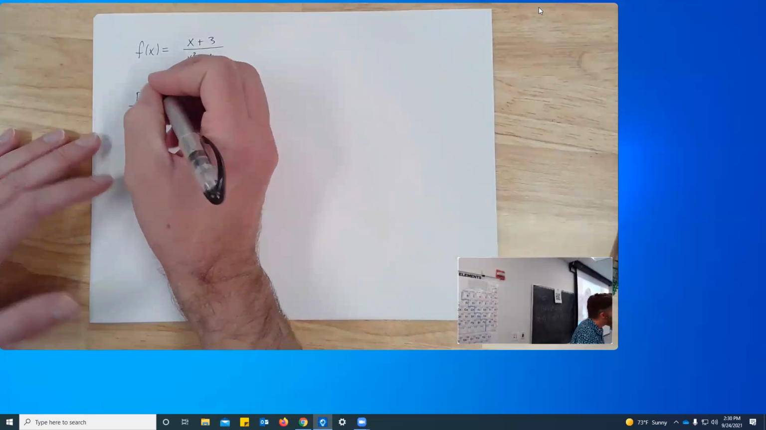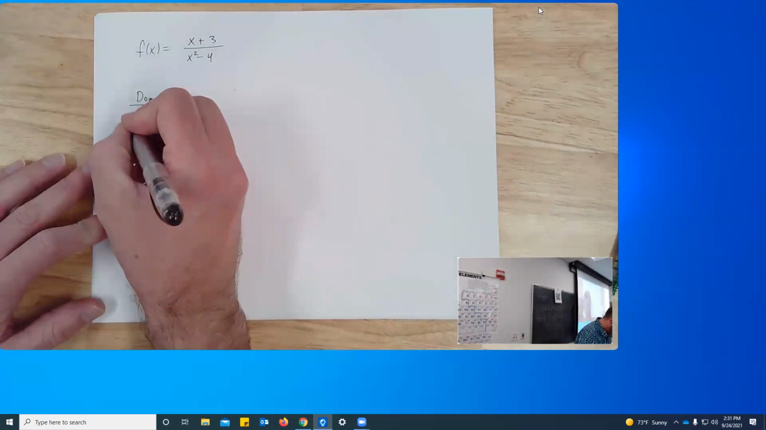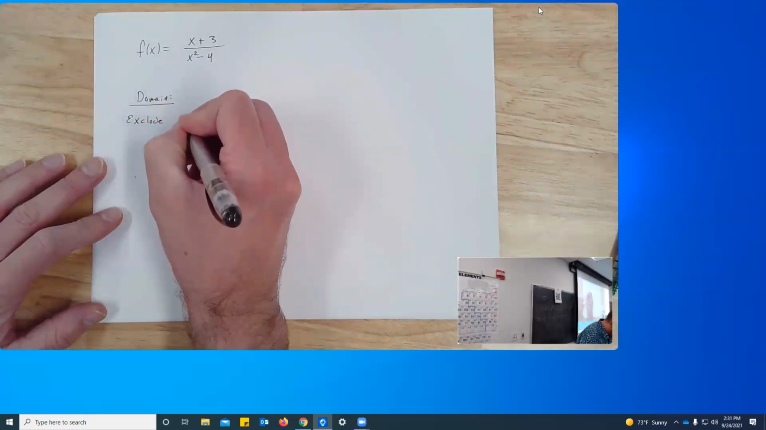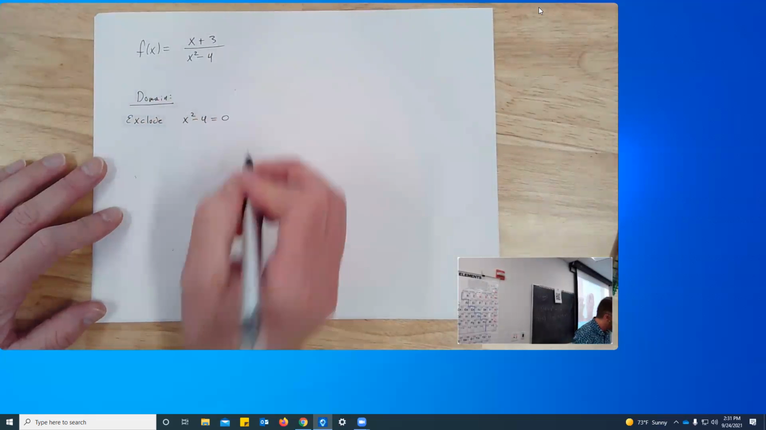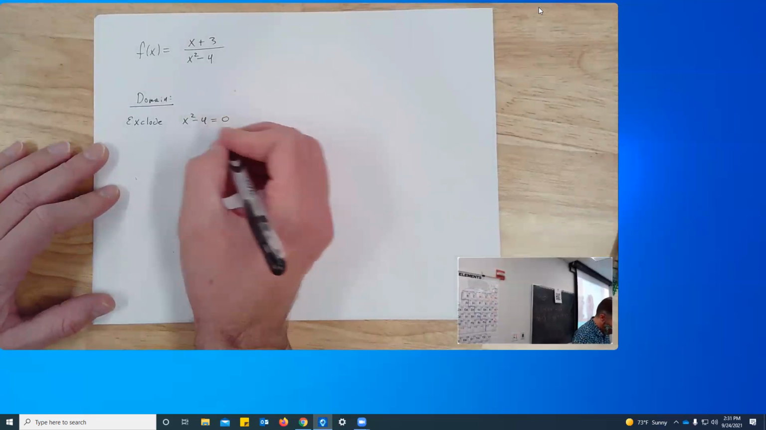So for domain, there are typically 3 things you're not allowed to do. Here, what are we not allowed to do? Yeah, exactly. So we know that we like to exclude where the denominator is equal to 0. Usually when we talk about domain, we actually talk about what's not in the domain and then say it's everything else but that. So here, I don't want x squared minus 4 equal to 0.